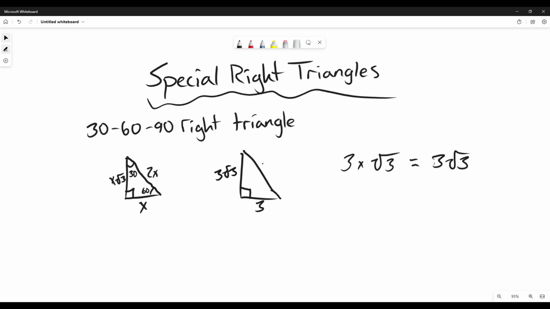And if you wanted, you could find the hypotenuse by using the Pythagorean theorem, squaring this plus the square of this and then square rooting the answer. But we can just use the 30, 60, 90 right triangle and easily figure out that instead of doing the Pythagorean theorem, it's just 2 times the base. So since the base is 3, 3 times 2 equals 6. So the hypotenuse here is 6.